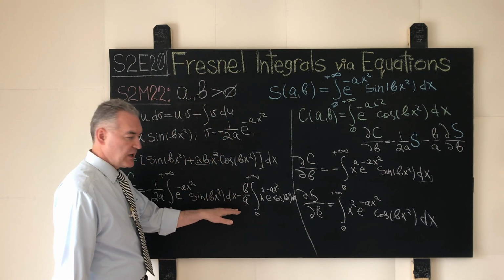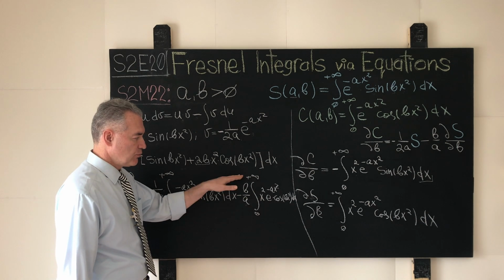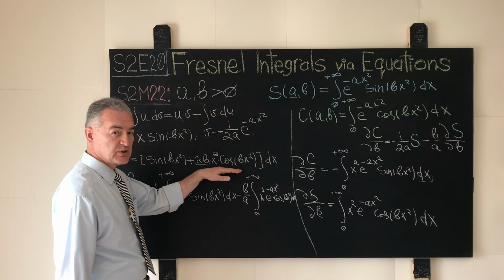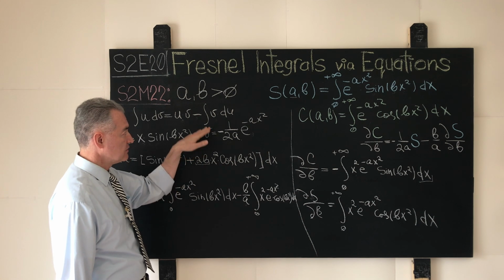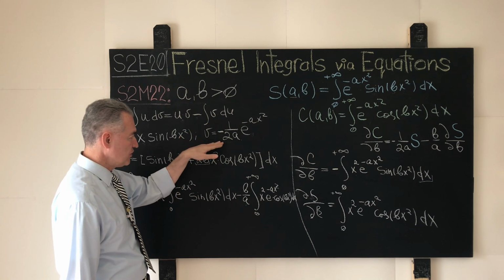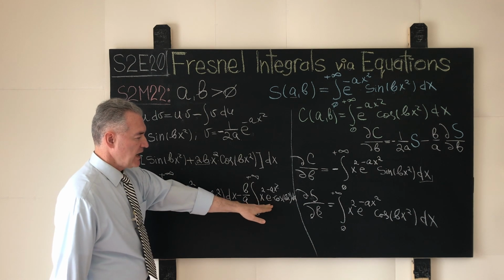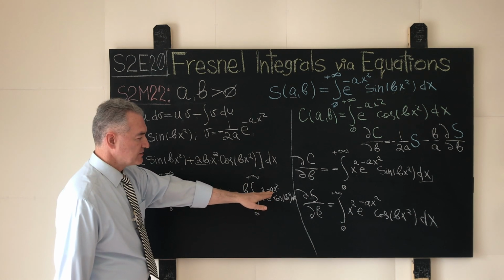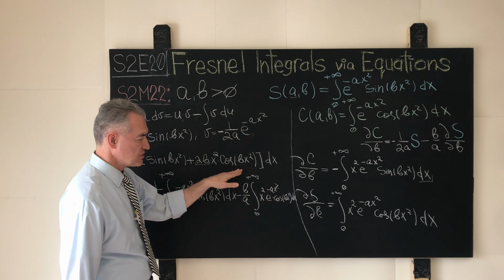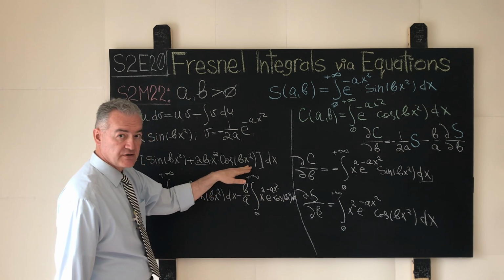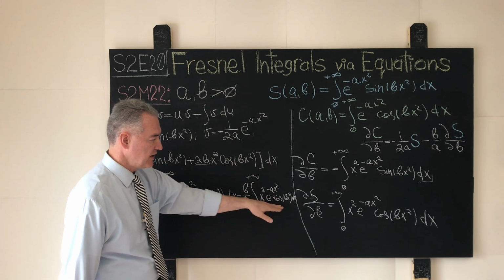I'll say it one more time in words for you guys. Minus b over a of the integral from 0 to positive infinity. This is basically we're spelling out this term times v, right? V times du, so v times du, second term, x squared, e to the power minus ax squared times the trigonometric function of cosine evaluated at the argument bx squared dx.